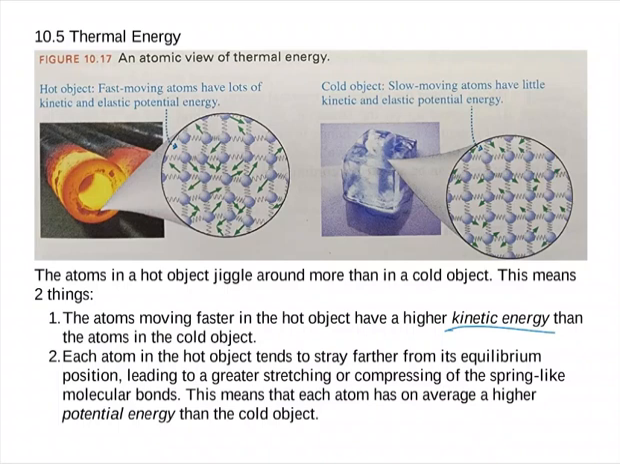in the hot object will move farther. They stray farther from equilibrium, leading to greater stretching or compressing of the spring like molecular bonds. So, that means each atom has an average higher potential energy than the cold object. So, that's what the diagram is trying to show. Each of these little arrows that we're showing here is longer than each of these arrows on the other diagram. So, that's the idea. Jiggling, great word to describe this.